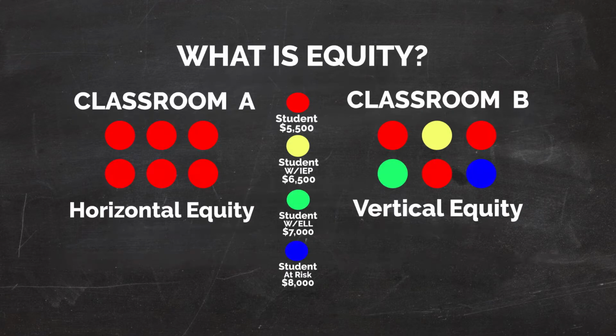So there are two types of equity that we deal with in the Clark County School District or any school district. There's horizontal equity, and that's treating similar students similarly or providing similar funding for similar students. And there's vertical equity, or providing dissimilar students with dissimilar funding. These graphics show some hypothetical examples of classrooms and the funding provided to the students within each classroom.